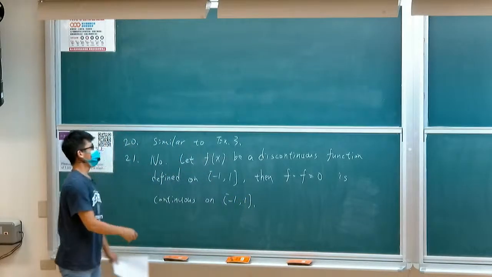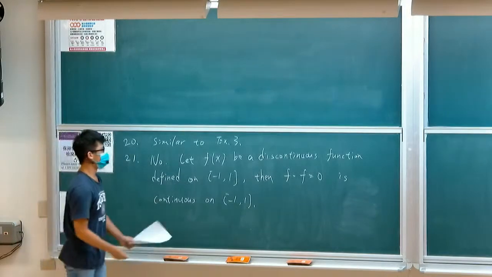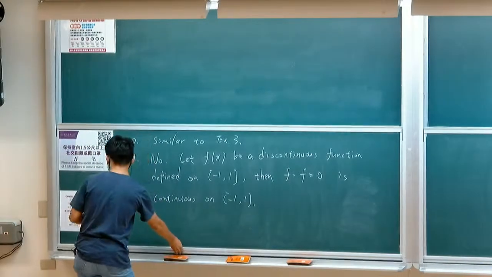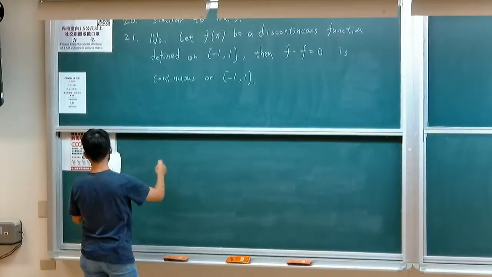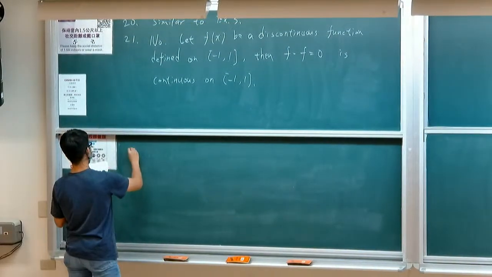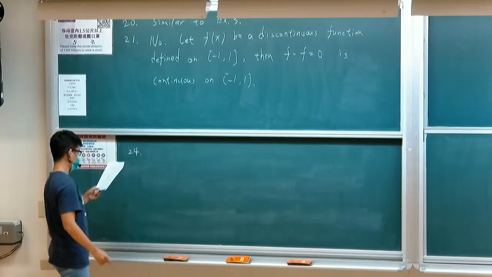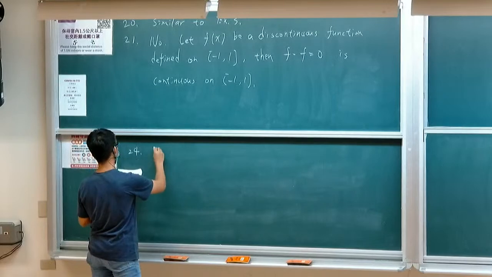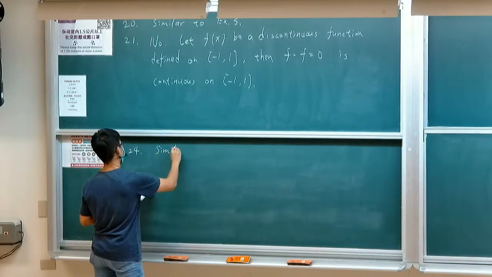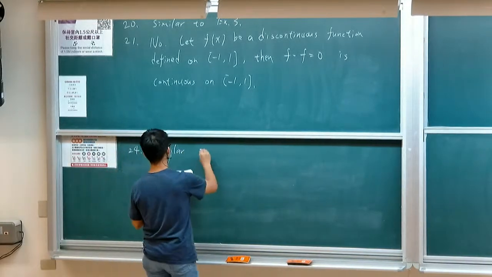So the set of discontinuous functions is not a vector space. Okay, this one is similar to example 17 in the textbook. So please check it by yourself.